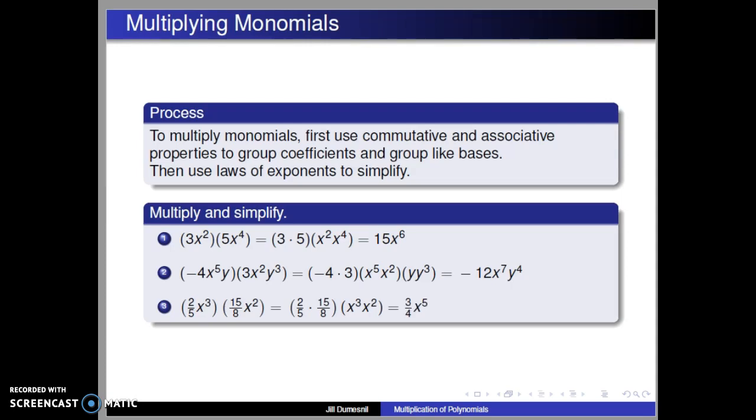The 2 on the top cancels with the 8 on the bottom, leaving a 4 in the denominator. Also, the 15 on top cancels with the 5 on the bottom, leaving a 3 in the numerator.